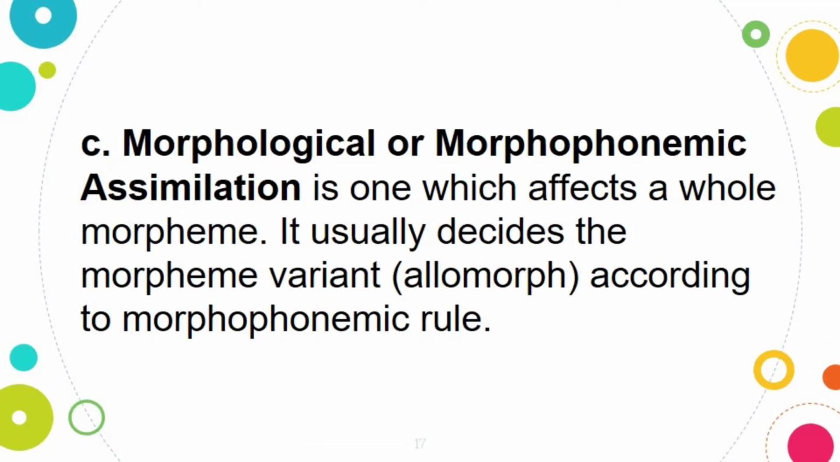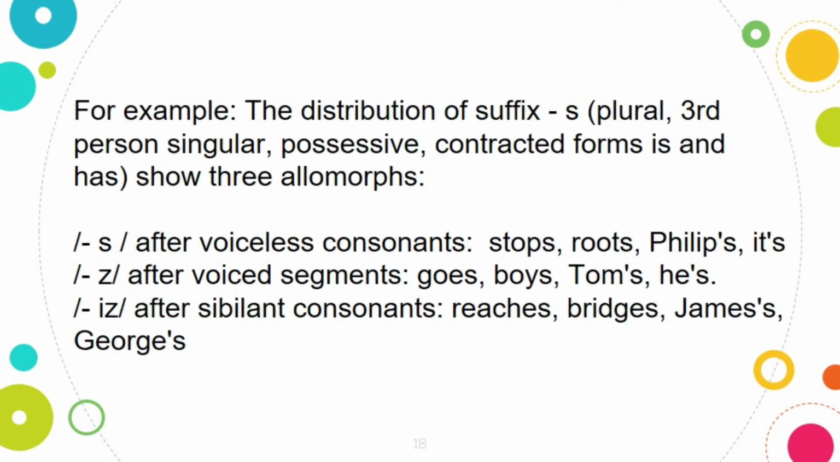Morphological or morphophonemic assimilation is one which affects a whole morpheme. It usually decides the morpheme variant, or the allomorph, according to the morphophonemic rule. For example, the distribution of suffix s (plural, third person singular, possessive, contracted forms is and has) shows three allomorphs. These are s after voiceless consonant stops, roots, Phillips, its; and z after voiced segments like goes, boys, tomes, his; and iz after sibilant consonants, which are riches, bridges, Jameses, Georges.